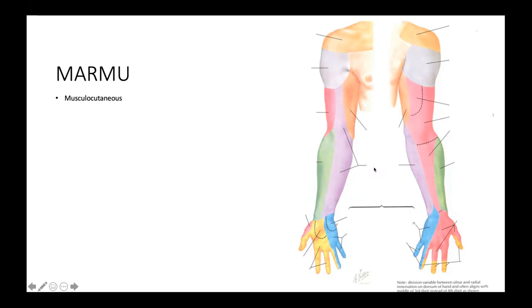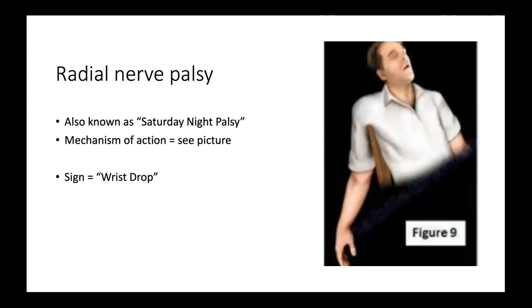Okay, let's go to the radial. So let's just go through a couple of palsies. I'll go through this pretty quick. You're on the last stretch, so you're doing really well. Basically, you can get a radial nerve palsy. It's also known as Saturday night palsy.